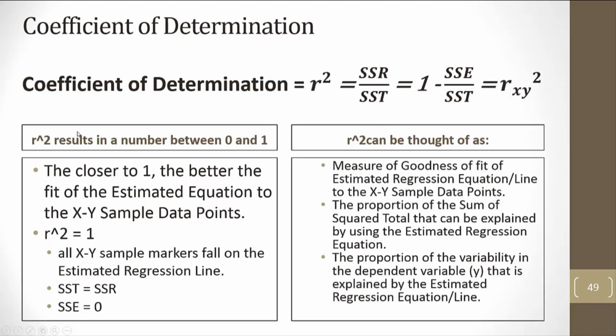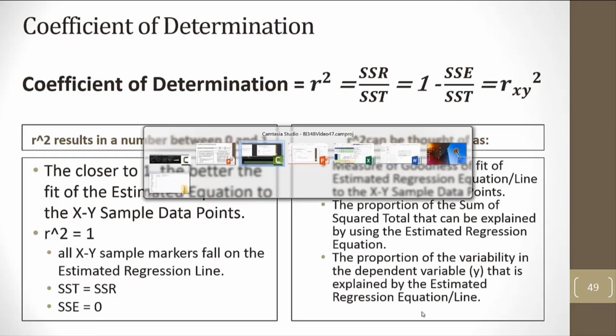Now, R squared always is going to result in a number between 0 and 1. The closer to 1, the better the fit of the estimated equation to the XY sample data points. R squared can be thought of as the measure of goodness of fit of the estimated regression equation line to the XY sample data. You can also think of it this way: the proportion of the variability in the dependent variable y that is explained by the estimated regression equation.